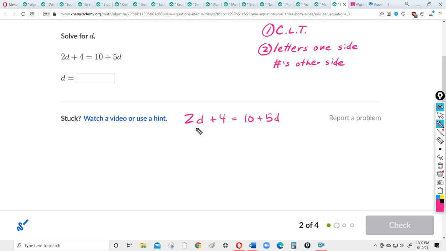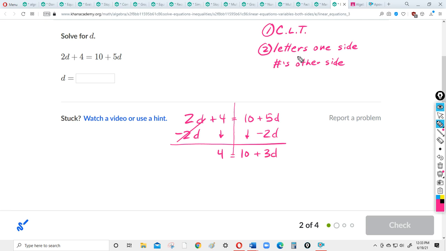So I am going to subtract 2d. I have a positive 2d. The opposite of positive 2d is negative 2d. You do it to both sides of the equal sign. Basically you can imagine that there's a line right here, and you want to do the same thing on both sides. 2d minus 2d cancels. Bring down the 4. Bring down your equal sign. Bring down the 10. 5d minus 2d is positive 3d.